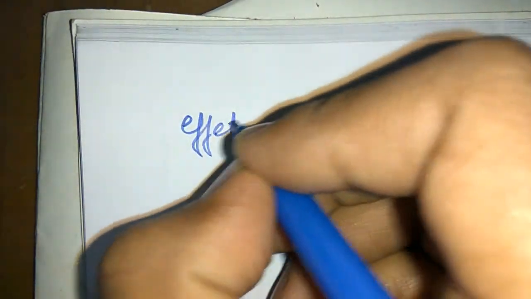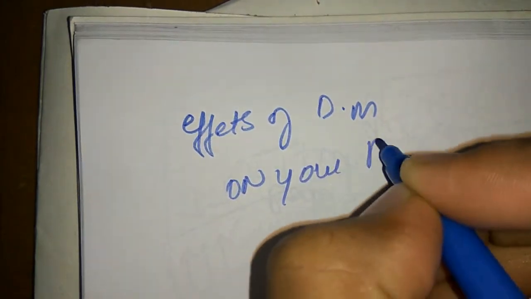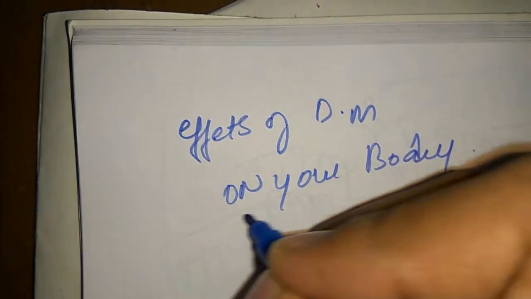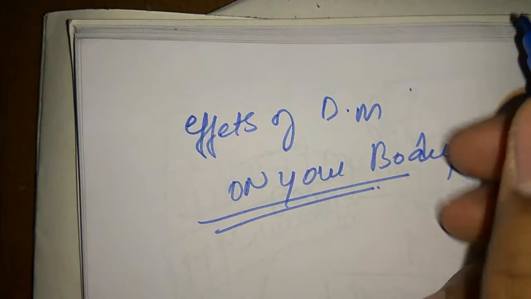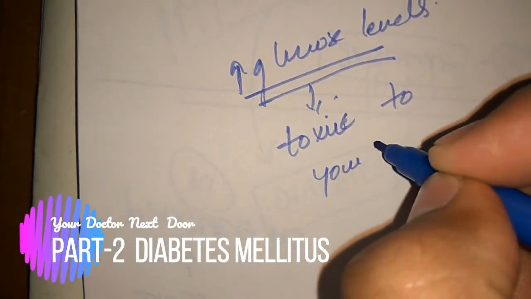How does this diabetes affect your body? On your body. This diabetes, as I said, raised glucose levels. This high glucose level in your blood is toxic to your body.